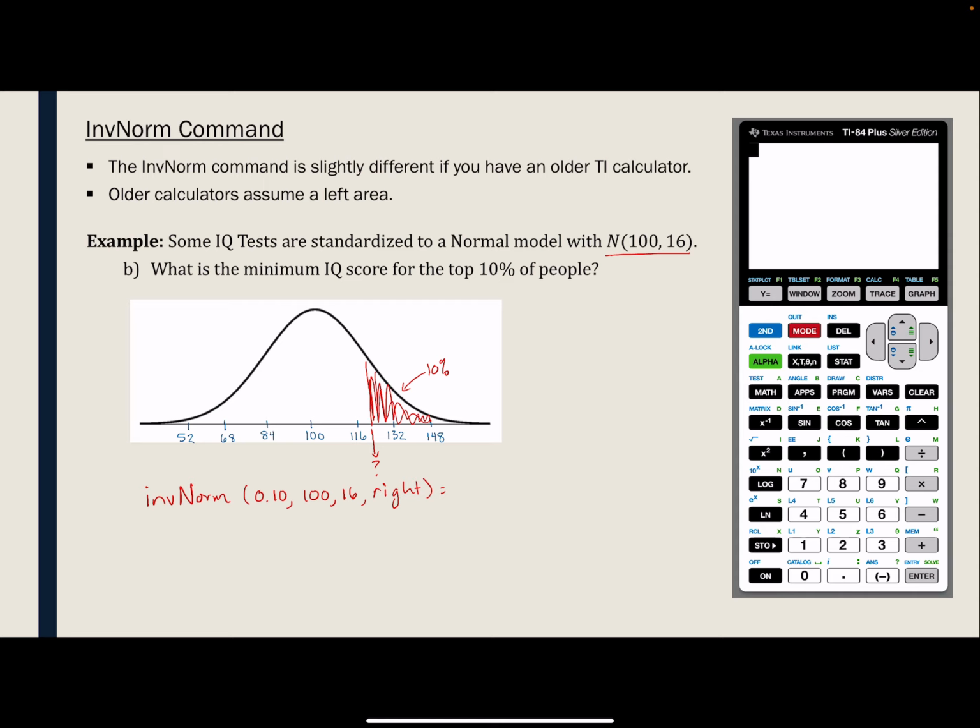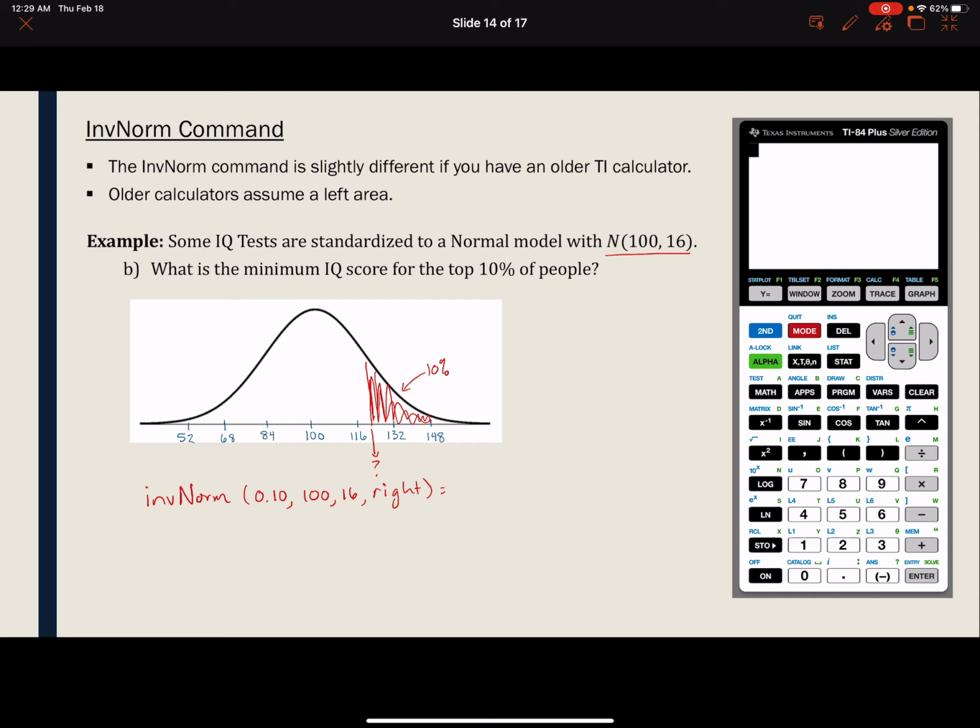Oh, I didn't write that one down, so let's run the video. All right, so now the video with the older calculator. The older calculator automatically gives you the left area. But what I have drawn here is a right area.